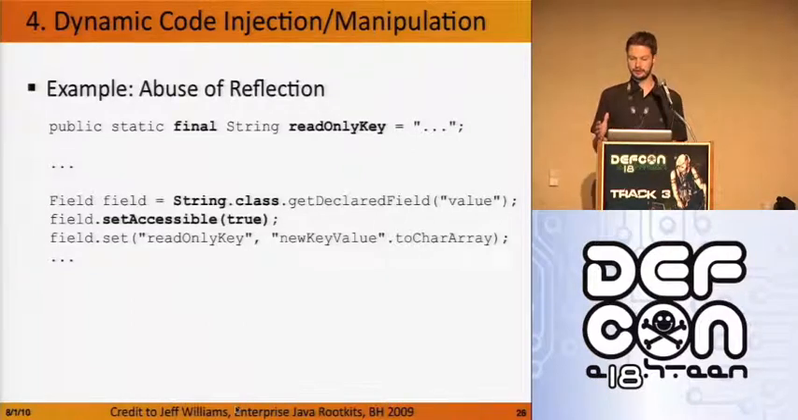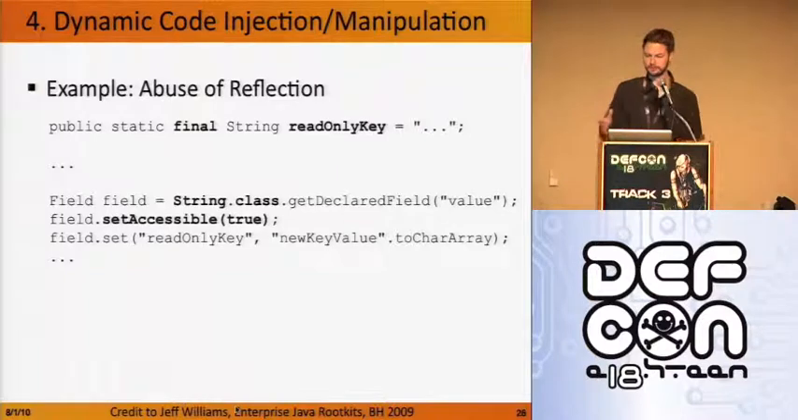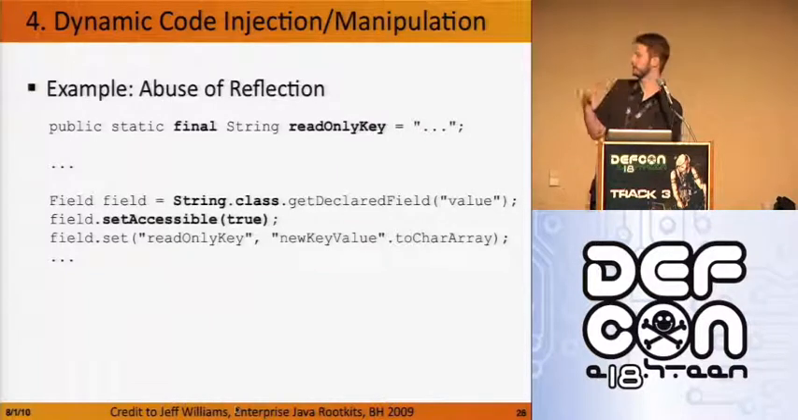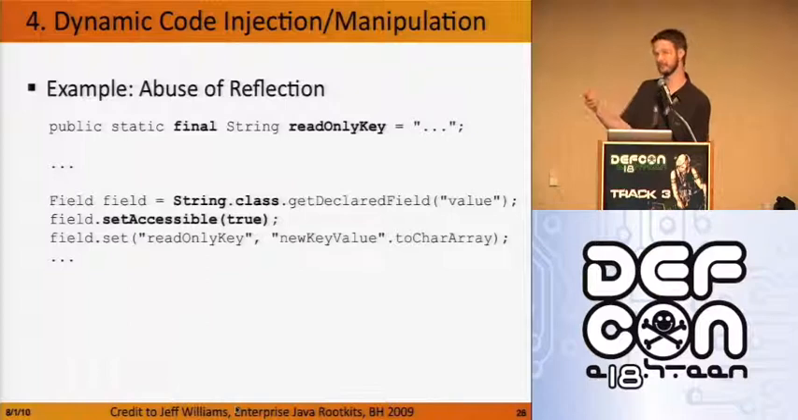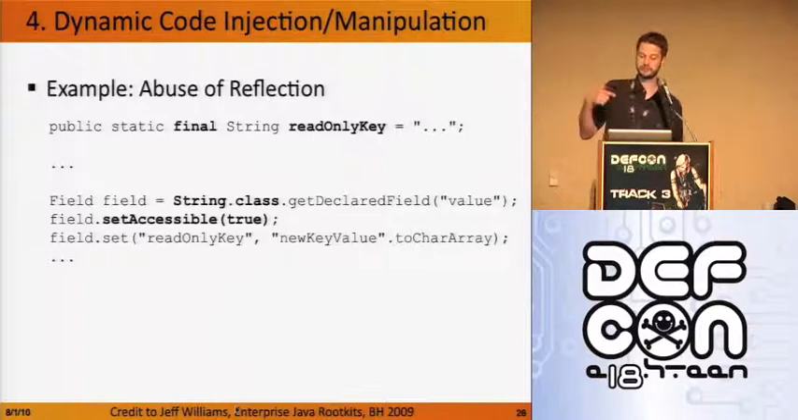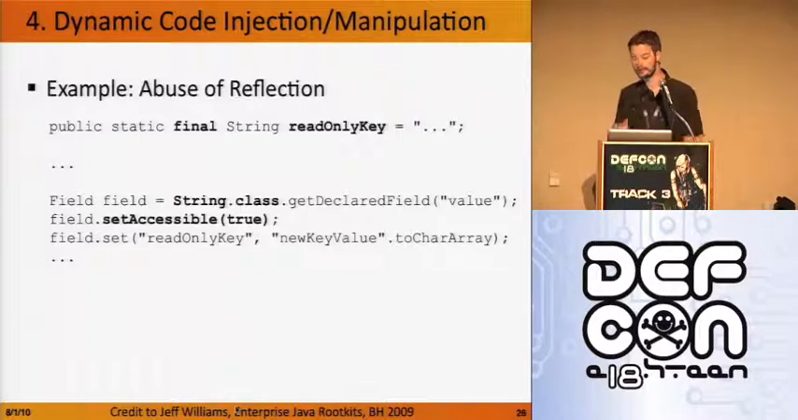One example over here comes out of Jeff Williams' work. It's the abuse of reflection. So what you're actually doing over here, you have some final strings in your application. You're not able to modify it. You're not able to change the data of these final strings. What you're doing is you change the string class, in such a way that all final strings become writable. So it doesn't matter anymore if there's final with the string. You can actually rewrite all the final strings.